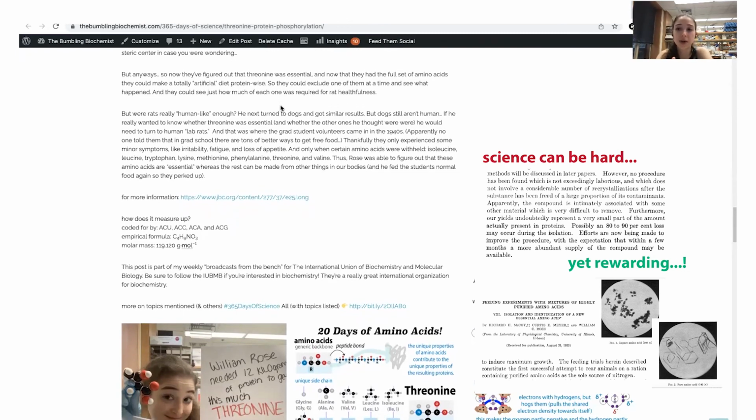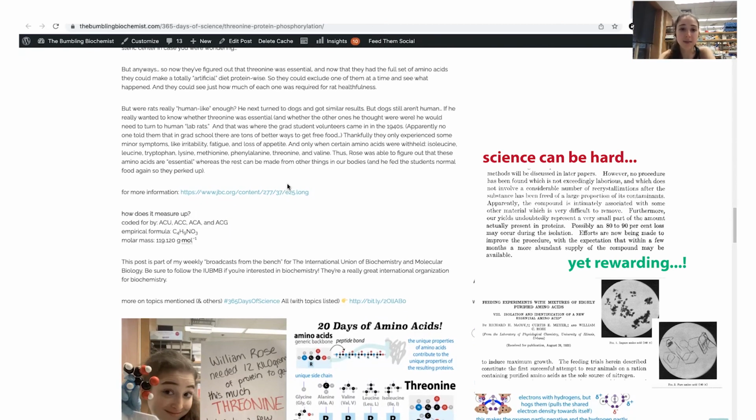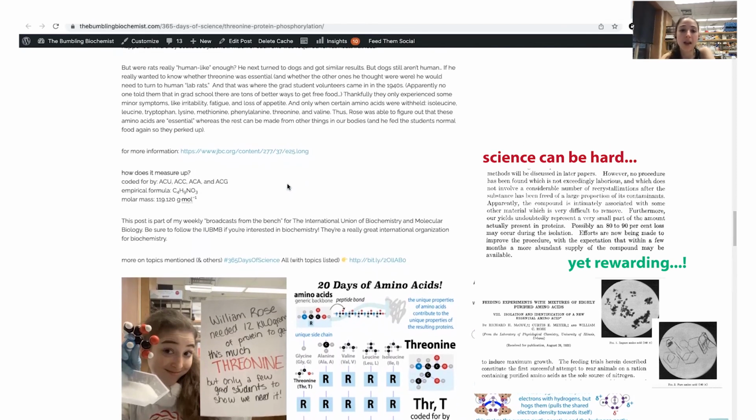And so if he really wanted to know whether this was essential for humans, and whether the other ones he thought were essential really were essential for humans, he needed to turn to humans. And so that's where these grad student volunteers came in the 1940s. When he didn't give them threonine, they only experienced minor symptoms like irritability, fatigue, loss of appetite. And this only happened when certain amino acids were withheld. These were isoleucine, leucine, tryptophan, lysine, methionine, phenylalanine, threonine, and valine. So he said, okay, these amino acids are essential, whereas the rest can be made from other things in our bodies. And then when he fed the students normal food again, they perked back up.